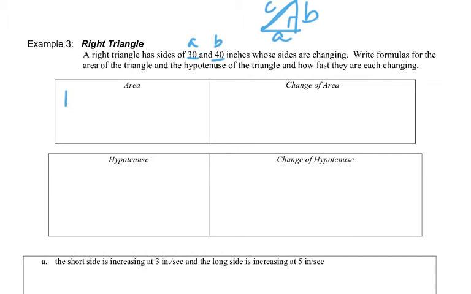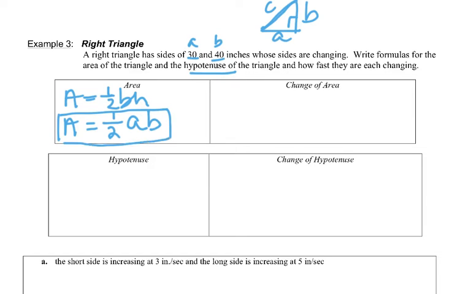Okay, so normally the area for a triangle is 1/2 base times height. But here in this problem, since we're dealing with a right triangle and we're going to be looking for the hypotenuse, we want to use the letters A, B, and C. So looking at our picture, a more appropriate formula would actually be 1/2, and then instead of base, use the letter A, and instead of height, use the letter B. So area equals 1/2 AB. Okay, now let's find the change of that area over time. So we'll take the derivative.